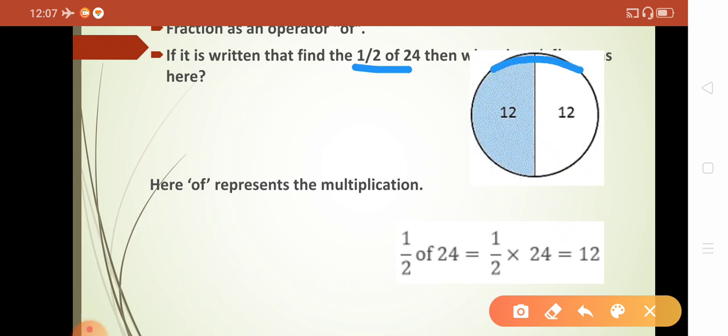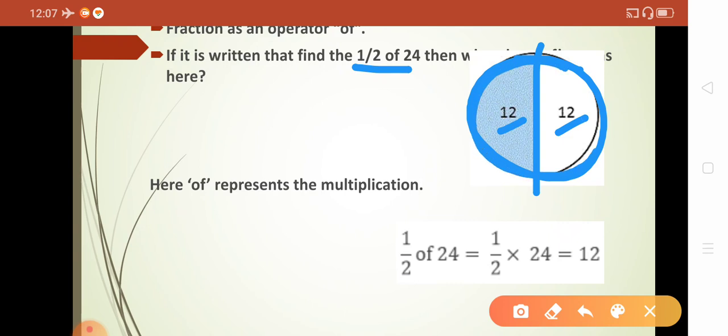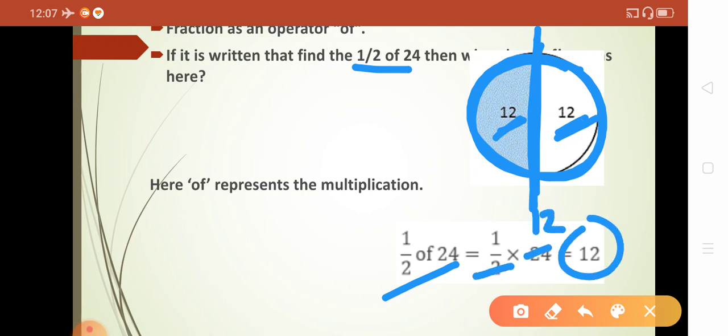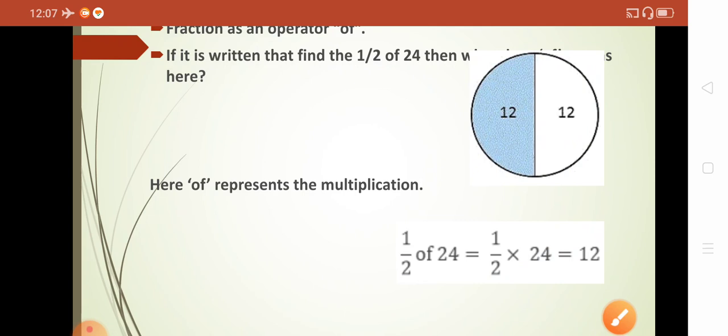You are given a circle, total is 24. So half is 12 this side and 12 this side. If you are given a complete number, that is 24, half of that means 12 on both sides. Or you can directly write it as half of 24 is 1 by 2 multiplied by 24, 2 ones are 2, 2 twelves are 24, answer is 12. In this way you will solve the of questions. Clear? Let us move to our exercise.